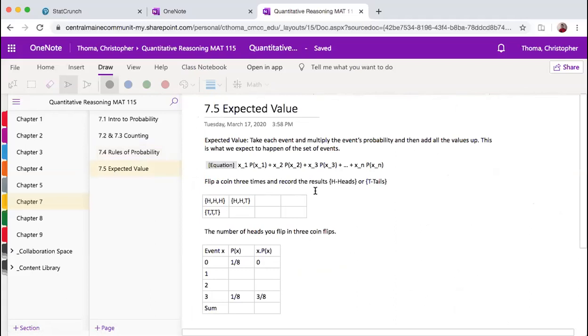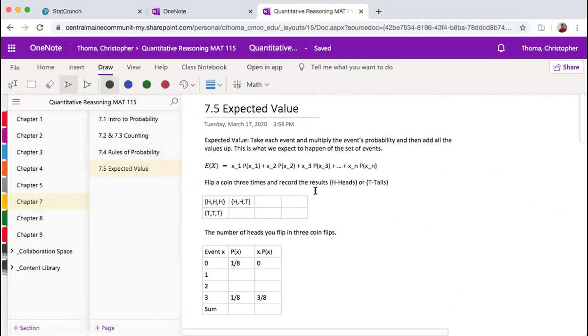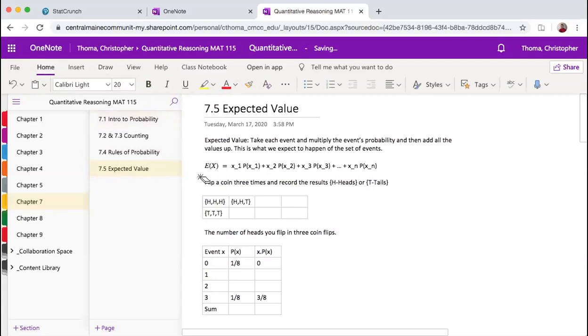7.5 is how to find expected values. And all expected value is what you expect to happen. I don't know why I have my equation. There it goes. That was bugging me. It's what you expect to happen. And all of these should be subscripts. Which is a fancy way of saying the mean.